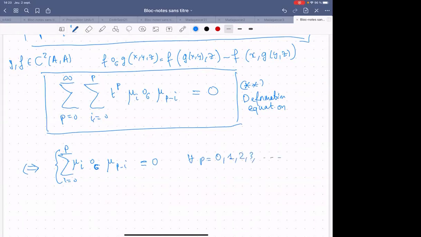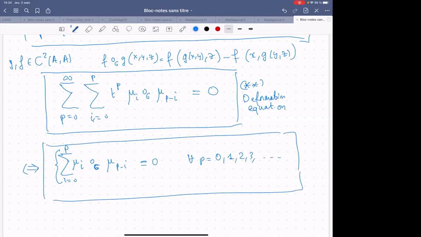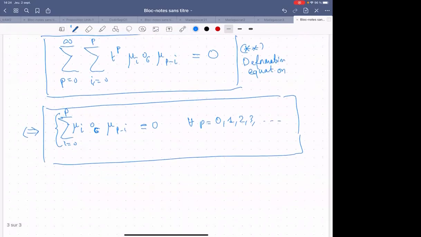Then we have here an infinite system of equations involving my unknowns, these mu i's. Is it clear?